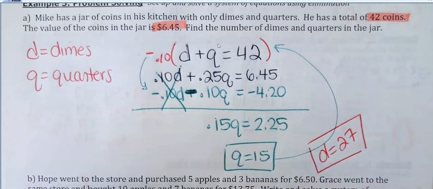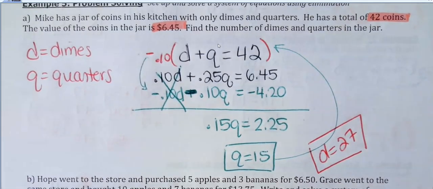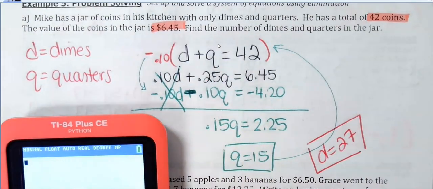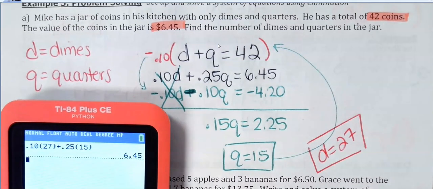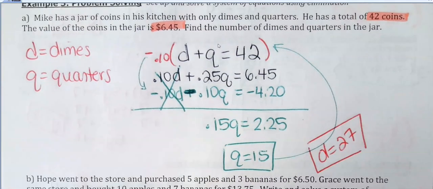Now, these would be super easy to check if you want to check. I usually put it into the equation with the money. So I do 0.10 times 27 dimes plus 0.25 times 15 quarters, and just make sure real quick that that's $6.45, and it is. So easy to check these if you want to go back and look over your work. Is anybody having a question?